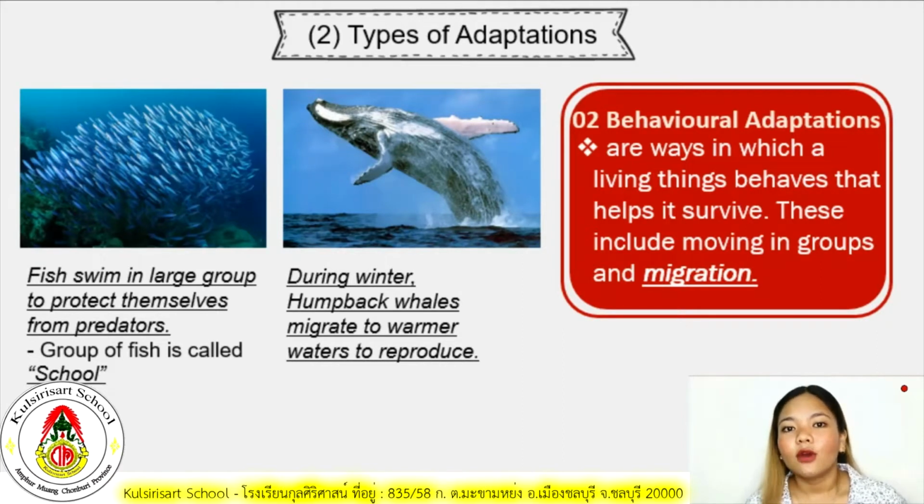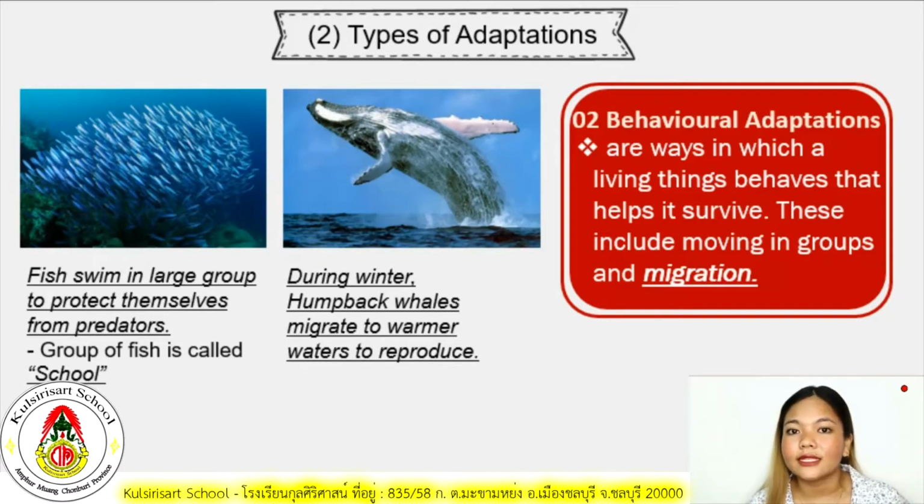Okay, so in the case of these whales, they move from one place to another. When we say migration, they move from one place to another at different times of the year when the place that they live in is no longer suitable for them. So for example, they live in the Arctic Ocean. Now, when it's already winter in the Arctic Ocean, they will migrate or move to, let's say, for example, the Pacific Ocean, because it will be warmer in there and it will be suitable for them to live.